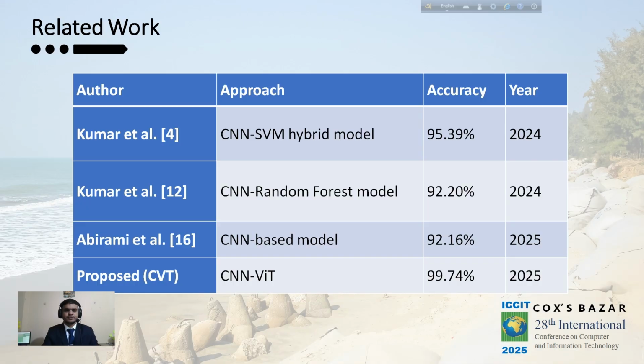in agriculture. Related work. Here we can see that the previous researchers only used machine learning or a single CNN deep learning model, and they got very low accuracy. And here we can see that our proposed CBT hybrid model gained very impressive accuracy, that is 99.74%.